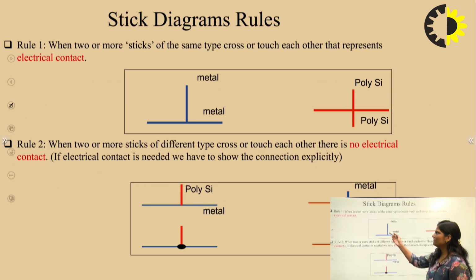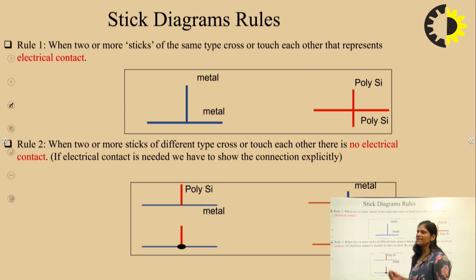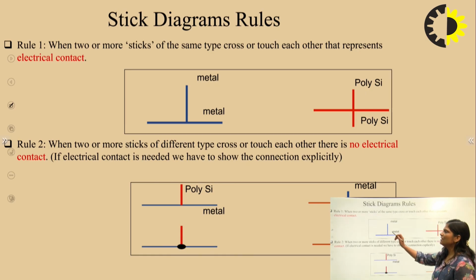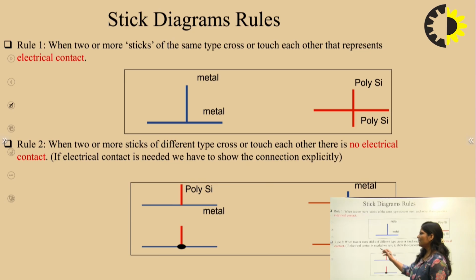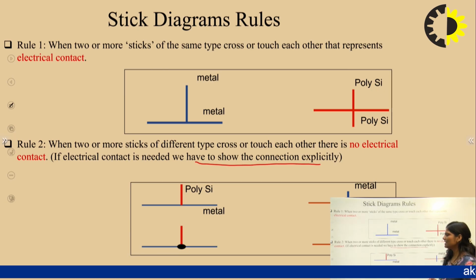Now, we have to follow some rules when we are designing stick diagrams. Rule number 1: when two or more sticks of the same type cross or touch each other, that represents an electrical contact. You can see two metal lines here, and if there are two polysilicon lines, see the representation. Now rule number 2: when two or more sticks of different types cross or touch each other, there is no electrical contact. If you require an electrical contact, we have to show the connectivity explicitly.